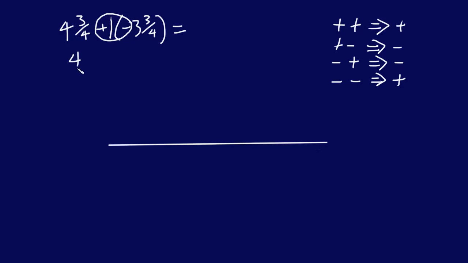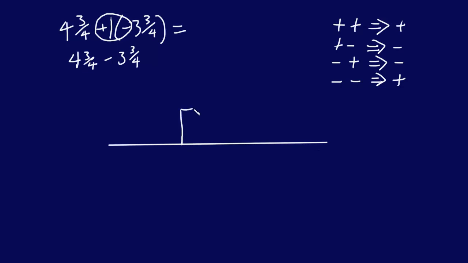So really, this ends up being 4 and 3/4 minus 3 and 3/4. So when we do that, well, that's kind of obvious. 4 and 3/4 minus 3 and 3/4 is just 1. But visually, let's take a look at what that would be.